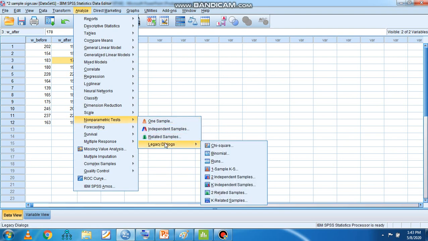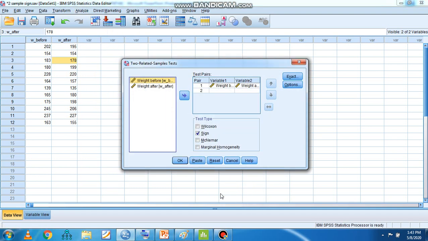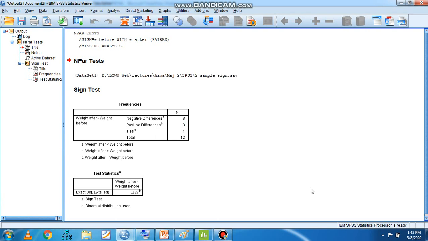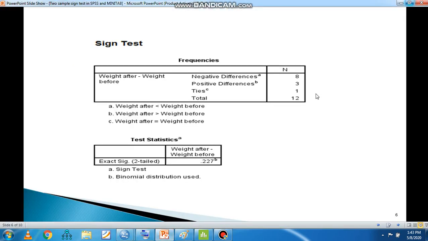The steps to perform the sign test are: Analyze, Nonparametric Tests. Just like the one sample sign test, we have two options: Legacy Dialogs, and then Two Related Samples. Weight before goes to variable 1 and weight after to variable 2. We select the sign test from here, click OK, and then we get the output. We have copied this output in this file.